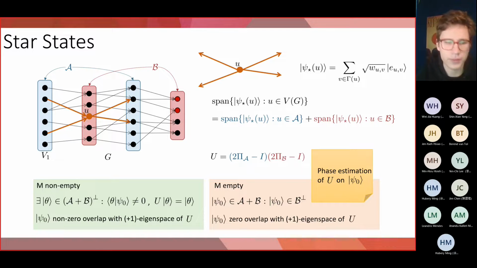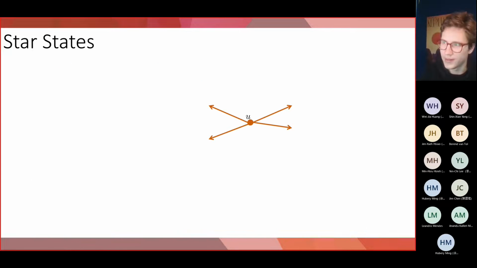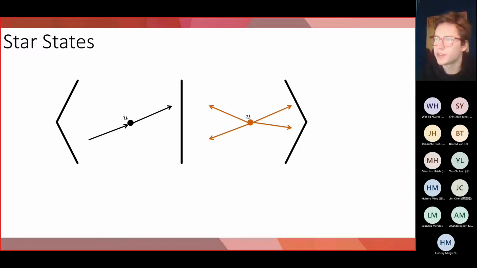So let's see what we've written in the green part. We said that we are looking for some vector theta that's orthogonal to A and B. So we are looking for something that's orthogonal to all star states. So what is orthogonal to a star state? Well, let's try to find out. So here we have a star state. And let's say that we consider an edge going into U and an edge going out of U.